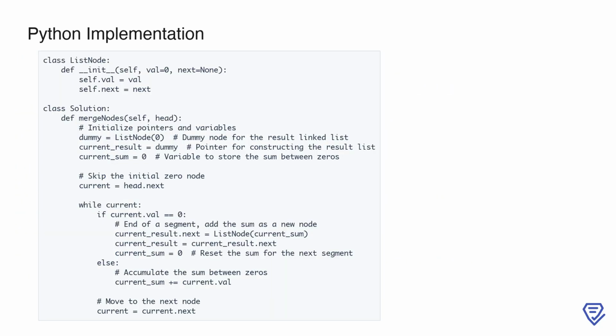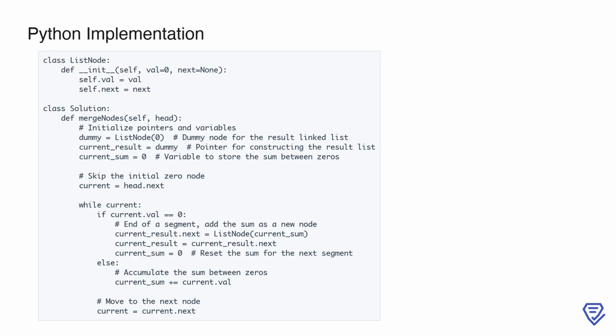Here, we begin by defining the ListNode class to represent a node in our linked list. Each node has a value and a pointer to the next node. Then, we define the Solution class, which contains the mergeNodes method to solve the problem. Inside this method, we first create a dummy node with a value of 0. This dummy node serves as the starting point for our result linked list. We also initialize a pointer, current_result, to track the end of our result list and a variable, current_sum, to accumulate the sum of values between zeros.